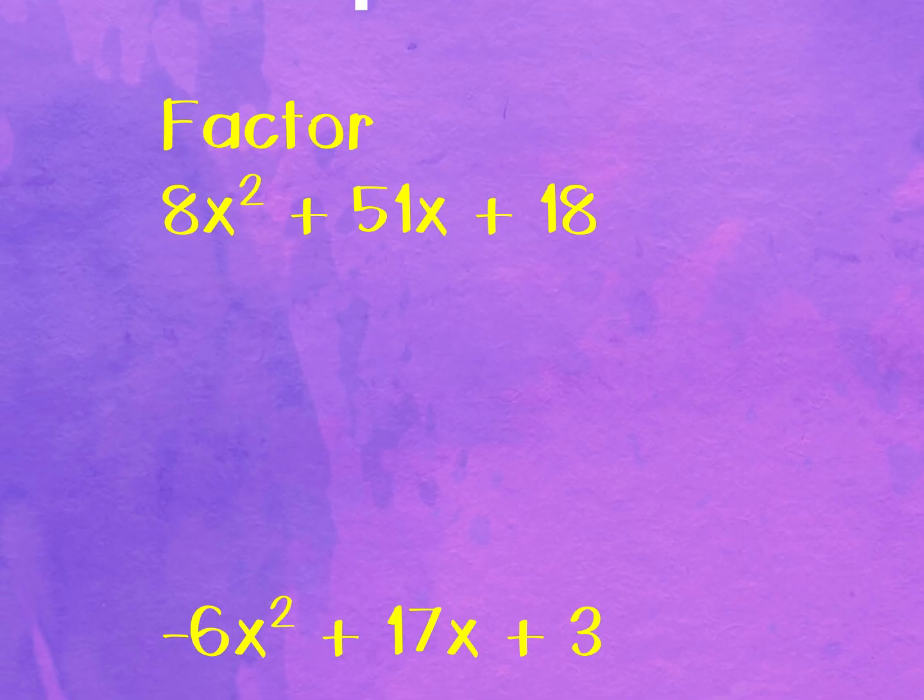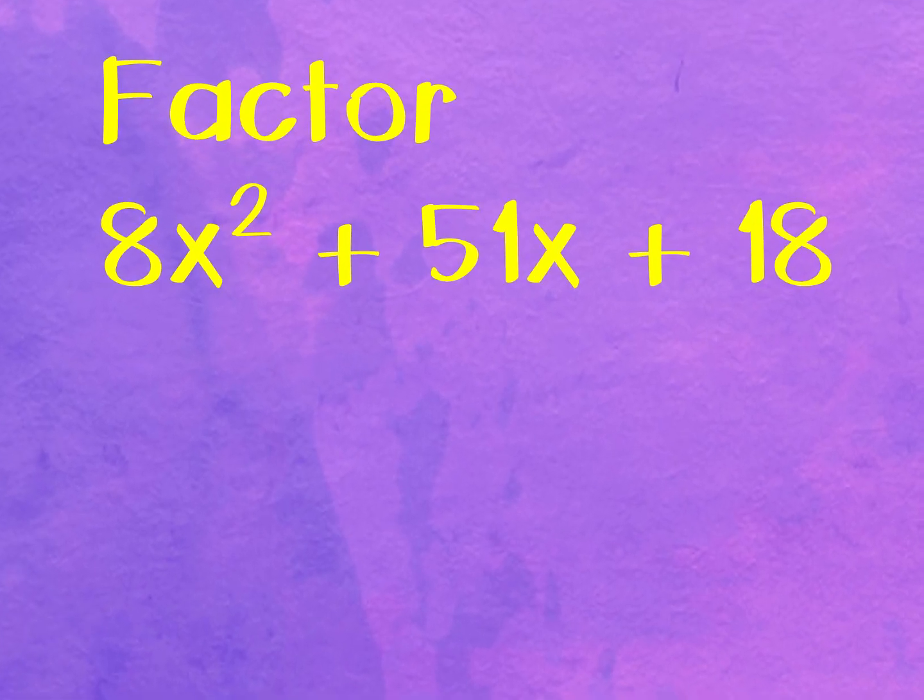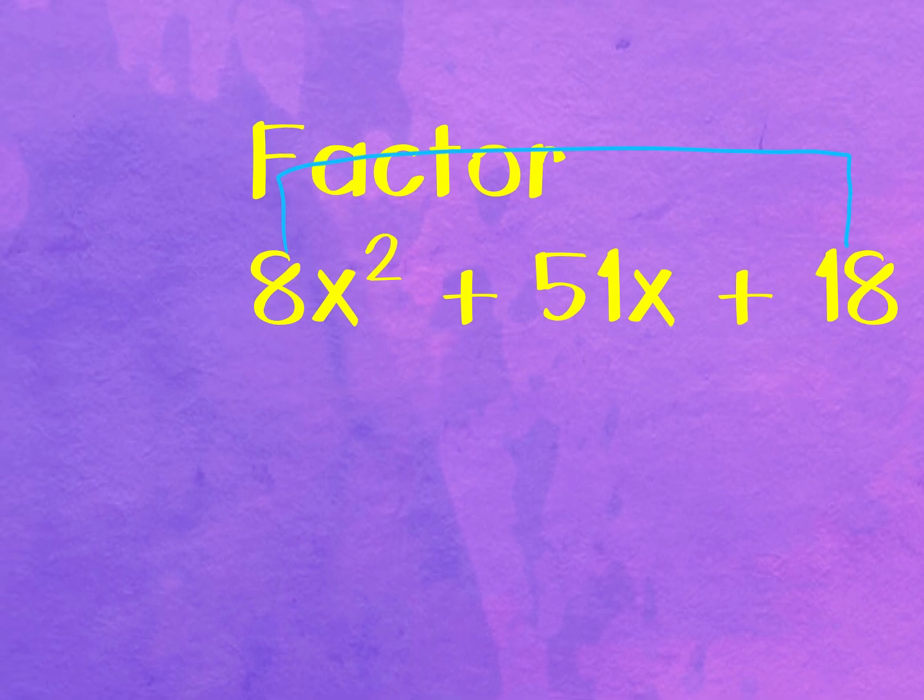Let's look at the next page. First thing I should do. Multiply the first times the last. Since our leading coefficient is not 1, got to multiply the first times the last. So what's 8 times 18?